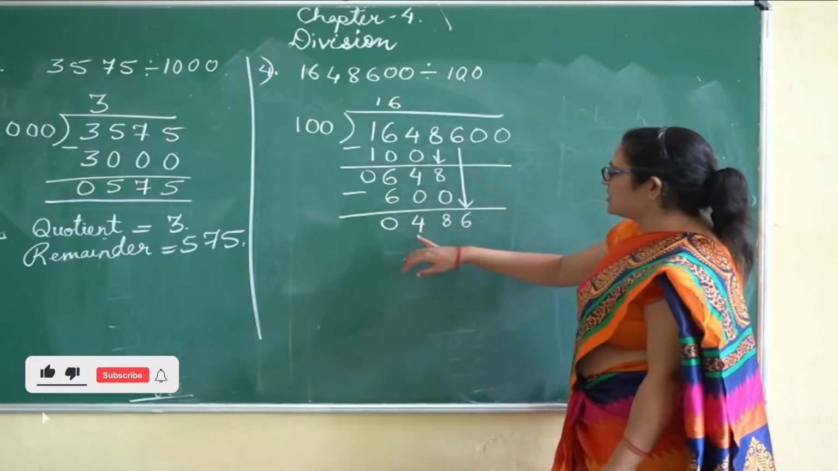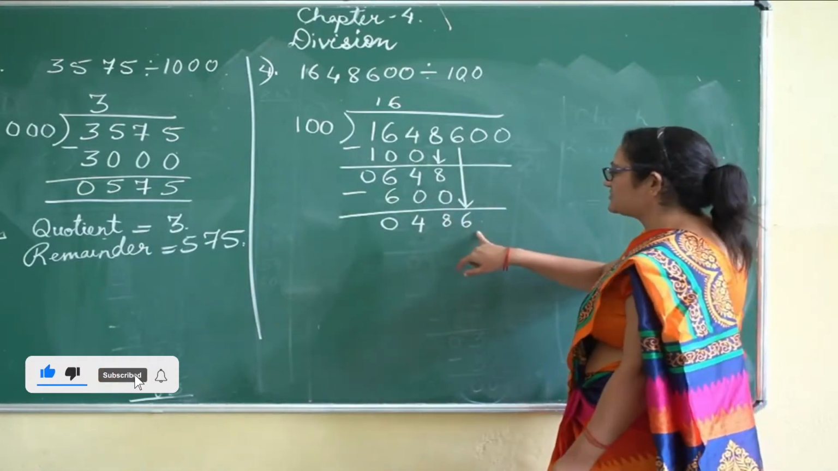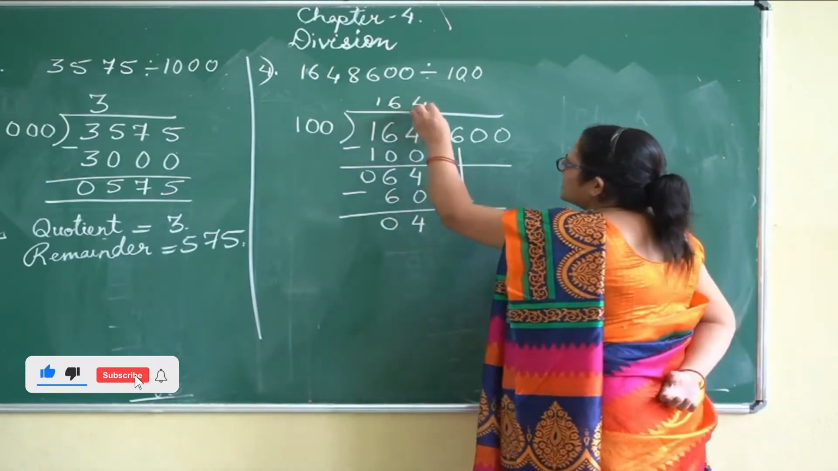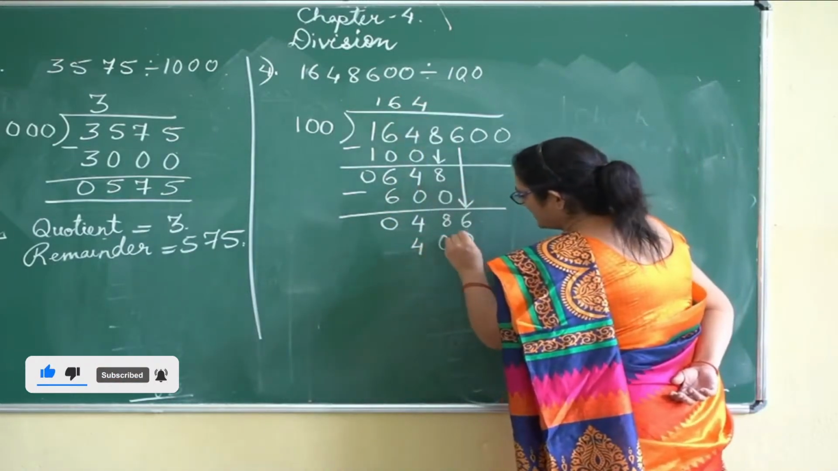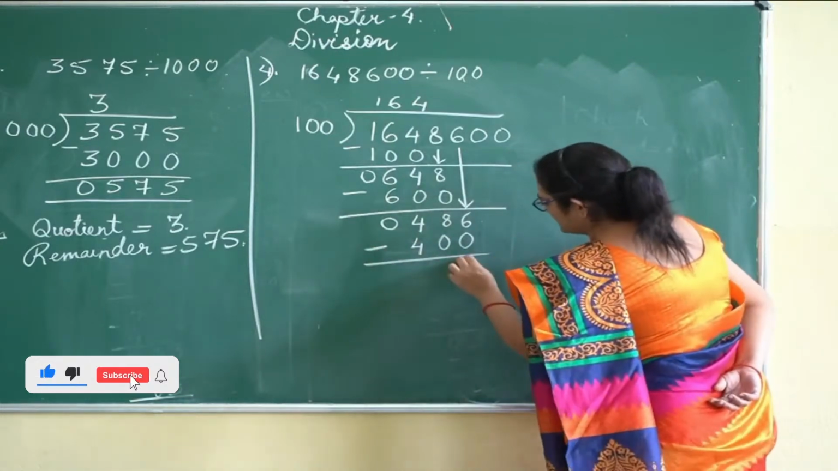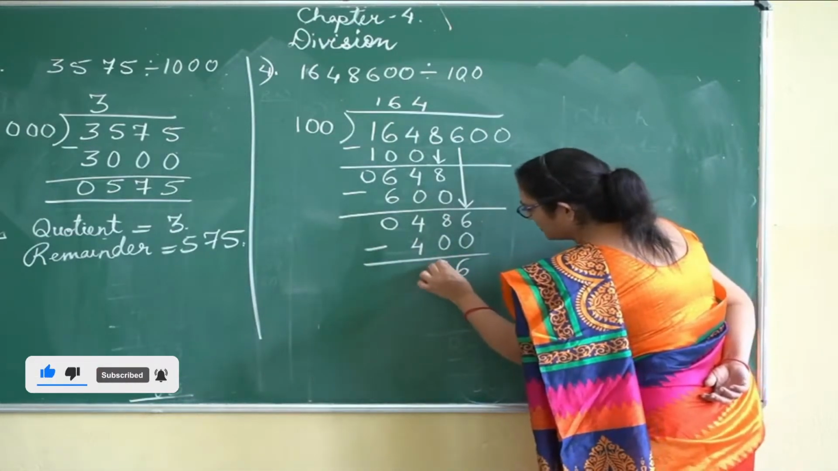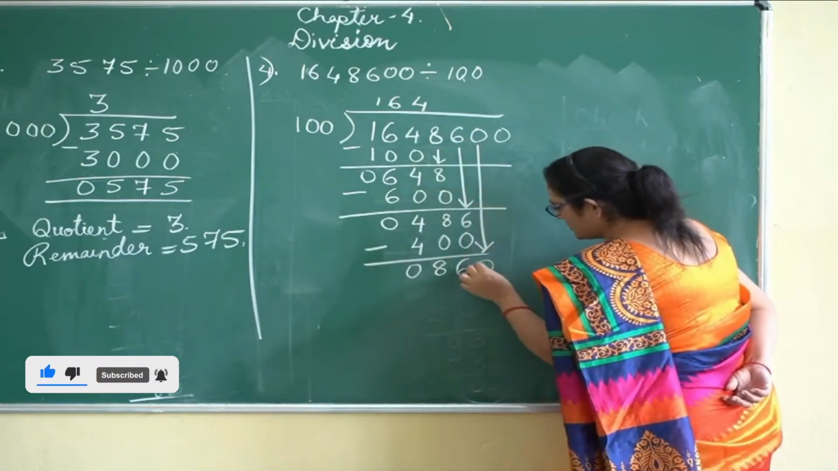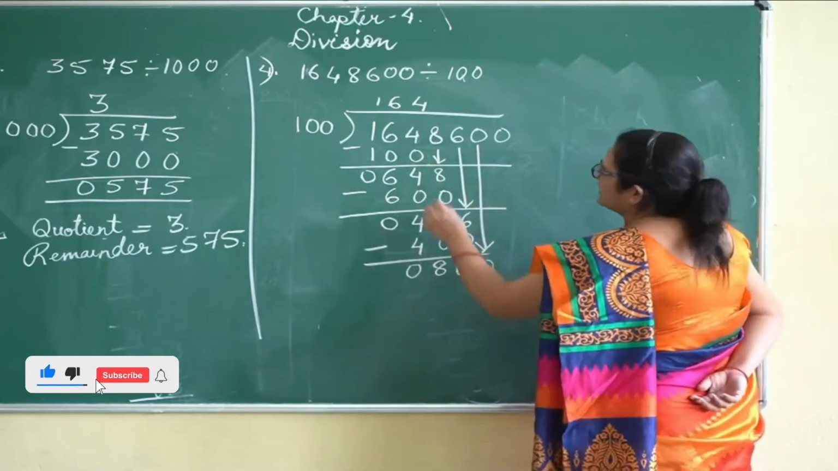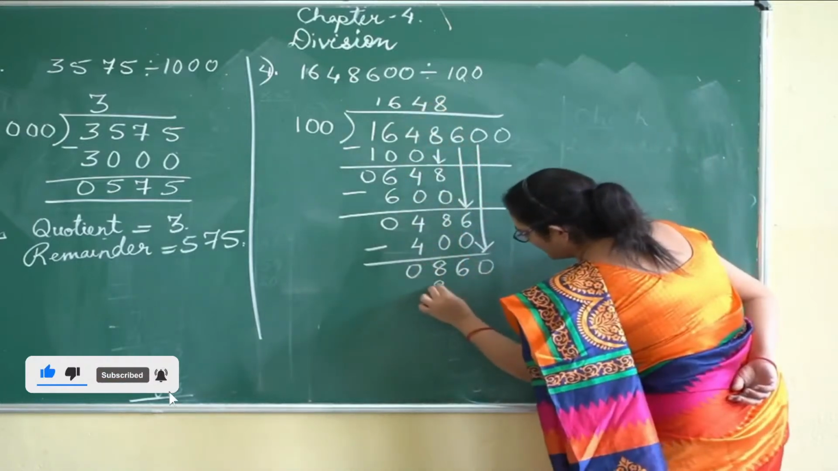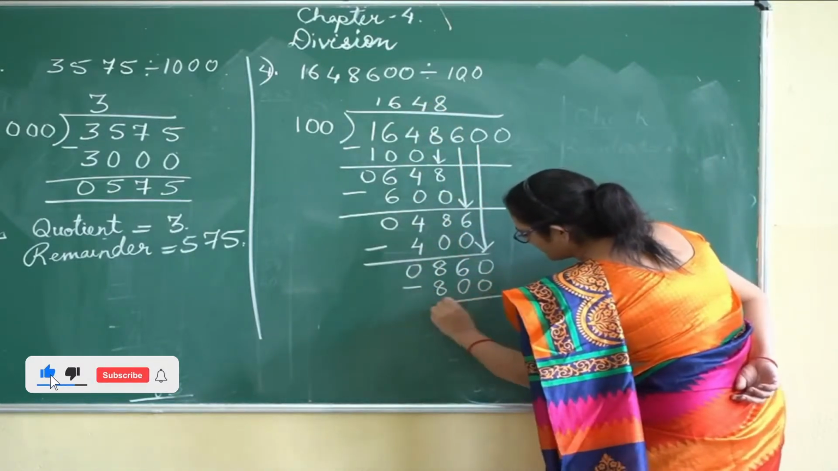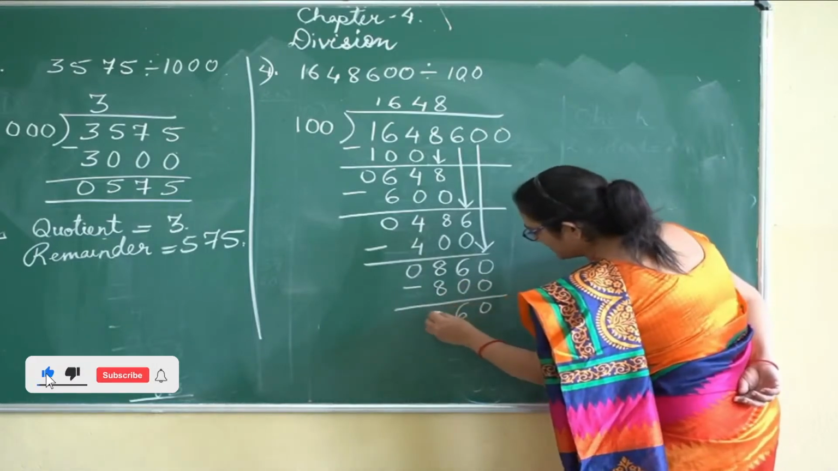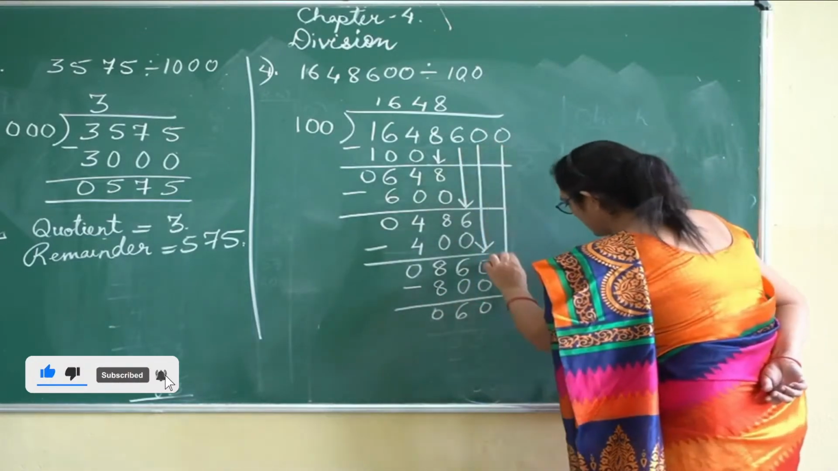So, in the table of 100, does 486 come? No, smaller than 486 is what? 400. So, 100 4s are 400. Subtract: 6 minus 0 is 6, 8 minus 0 is 8, 4 minus 4 is 0. Again, we will bring the next number down. So what will we write? 100 8s are 800. Subtract: 0 minus 0 is 0, 6 minus 0 is 6, 8 minus 8 is 0. We will bring the next number down.